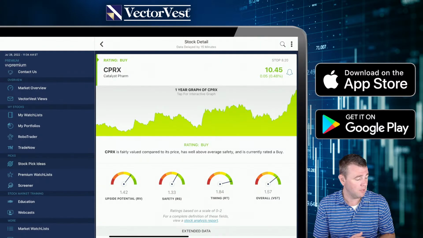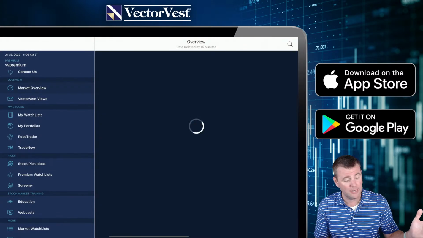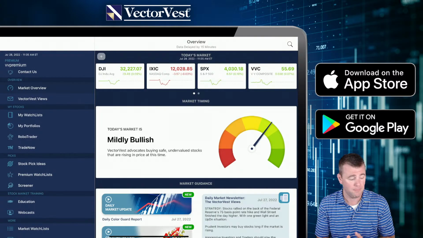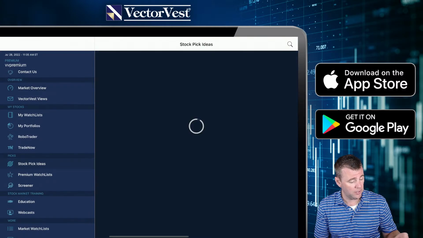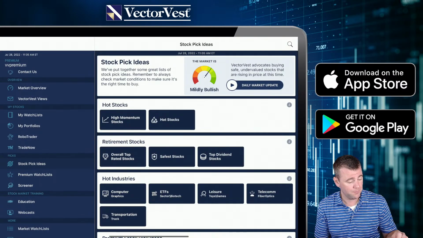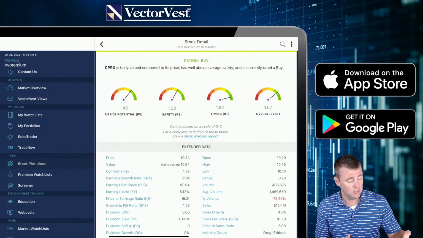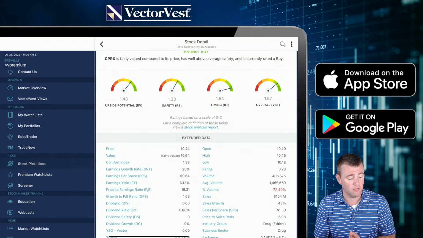So let's assume we go back to the overview page or the home page, and we see the market is mildly bullish, and VectorVest advocates buying safe, undervalued stocks that are rising in price at this time. Well, when we just looked at that last stock, CPRX, this stock is safe. This stock is rising. The market is rising. Looking at it, it's currently fairly valued. So you're paying the current market price for it, not getting a bargain, but not getting a discount or overpaying for it. So that's good. Therefore, yes, this meets the criteria.